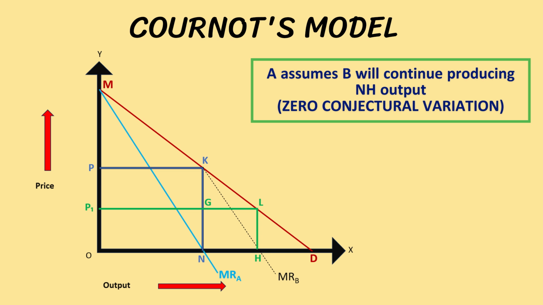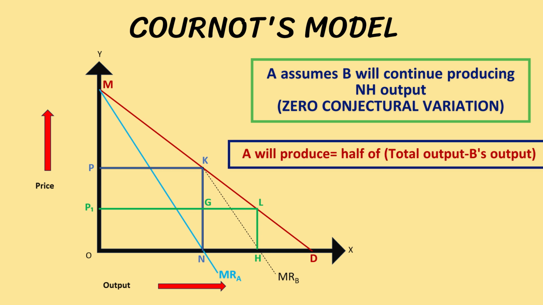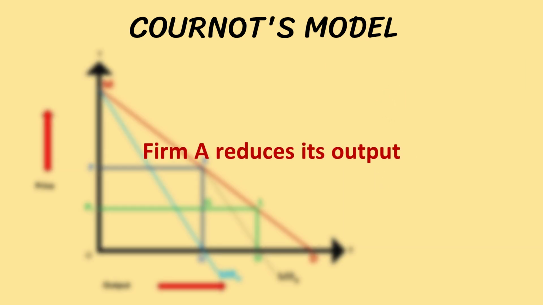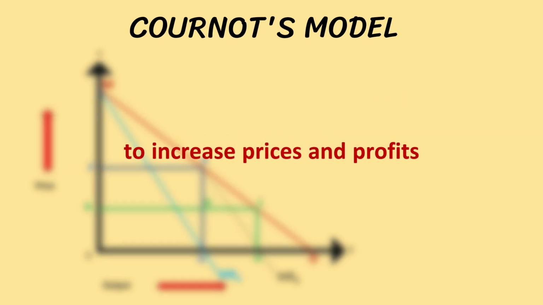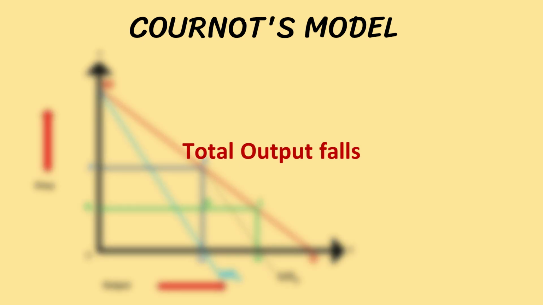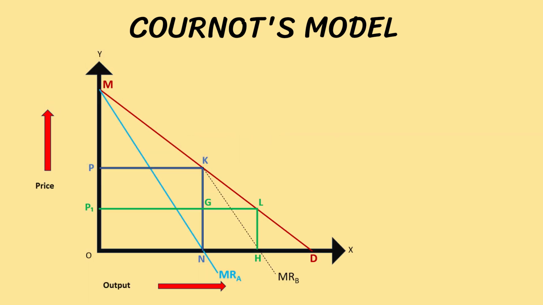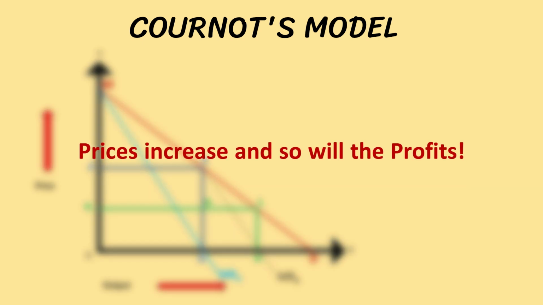Now, what will firm A produce after reconsidering the situation with the aim to earn profits? Again, using the formula which we have been using till now. With firm B producing NH output, the best that firm A can do is to produce half of what we would get after deducting B's output from total output. So, half of OD minus NH. So A decided to reduce its output level to increase price and thus profits. The total output will fall, so supply decreases, and as supply decreases, with demand assumed to be constant here, the prices will increase, and so will the profits.